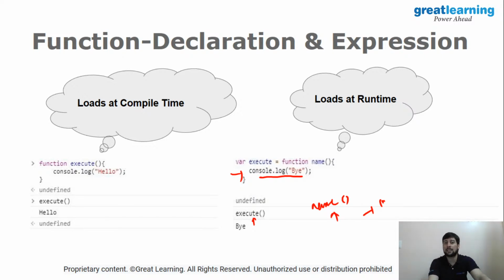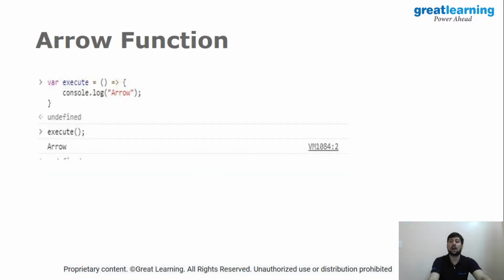Now these are two things: function declaration and function expression. Now comes the most important thing, known as arrow functions or lambda functions. Now in JavaScript you need to keep one thing in mind, that it doesn't depend on who is calling that function, right?